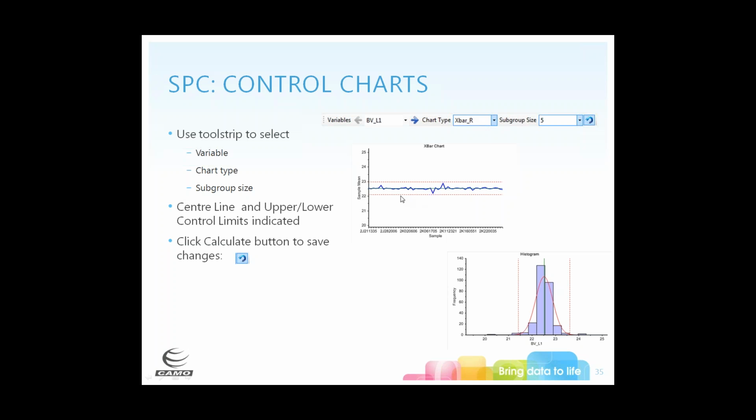And in these plots, you will automatically see the center line and the upper and lower control limits. So if the process deviates outside of this, that's an indication that things are getting out of control. If you change the subgroup size, you can click the calculate button to save the subgroup size with the model.